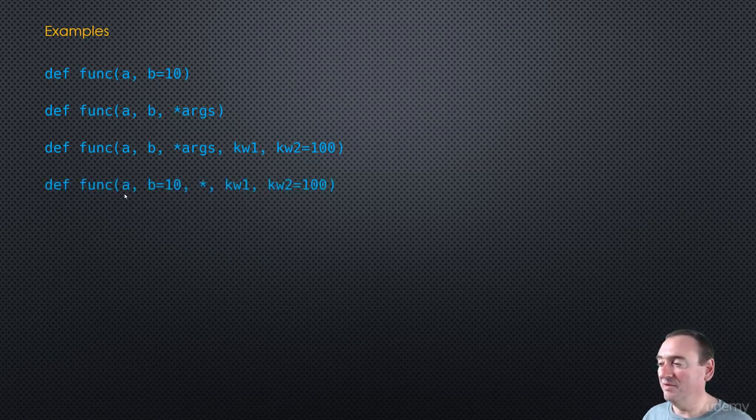Now here we have A, we have B equals 10, and here we indicate that's it. That's the only positional arguments we'll accept. We'll only accept two, and they will be A and B. B has a default. So if we don't specify B, it will default to 10. And then we have the keyword arguments that can come after the star.